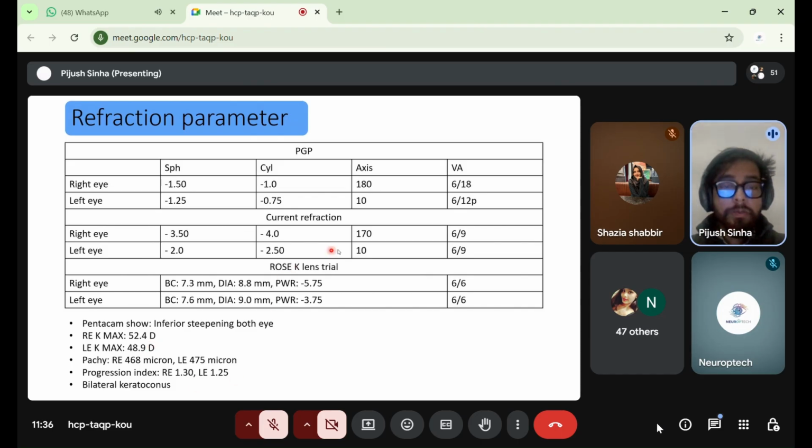So when I referred the patient for the contact lens, the visual acuity became 6/6 in both eyes. The Pentacam shows the right eye having 52.4, where more than 47.20 is definitely abnormal, and the left eye 48. So the right eye was having more severity than the left eye. Pachymetry was also less. Progression index more than 1.20 is abnormal. So both have bilateral keratoconus, but the right eye is more severe than the left eye.